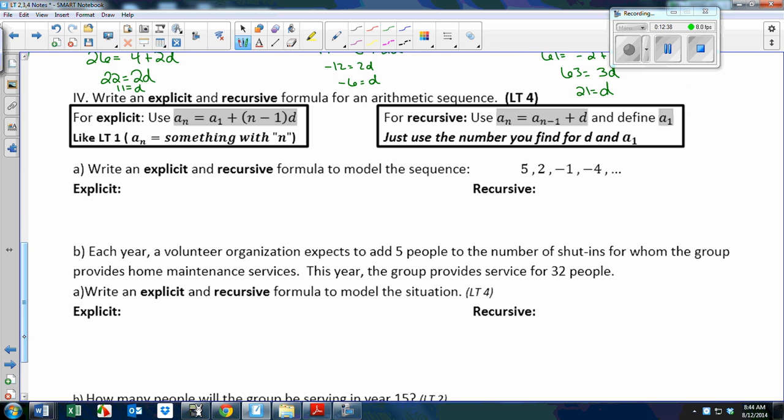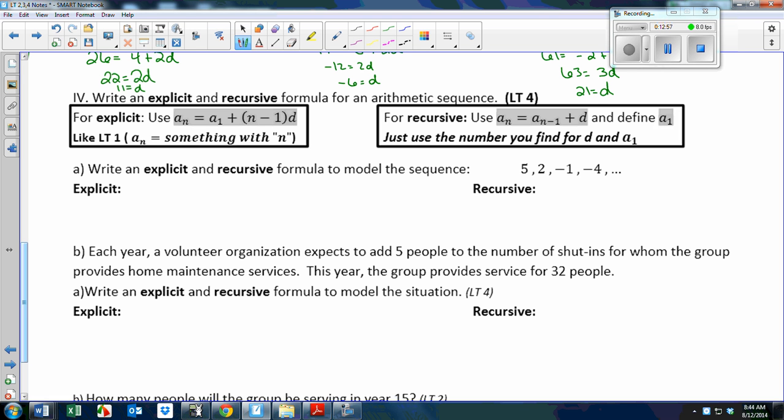Last target. In Learning Target 1, we wrote explicit and recursive formulas, right? But the pattern could have been anything. Today, the pattern is all arithmetic. It has to be arithmetic. And when we know it's arithmetic, it's a lot more scripted. It's a lot easier to write an explicit or recursive.